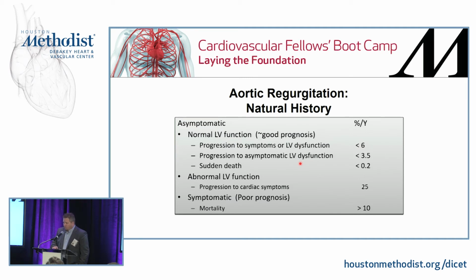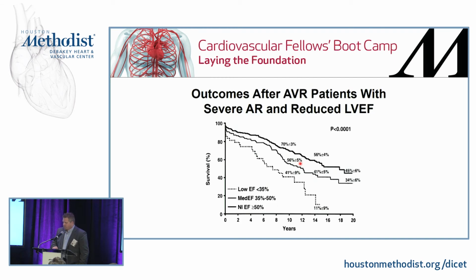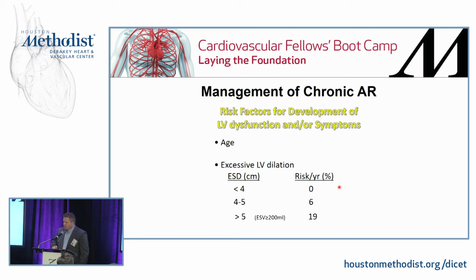They tend to live a long time when they're asymptomatic. However, when they have abnormal LV function, progression to cardiac symptoms happens within 25% of people within a year. And if they're symptomatic, they typically have a very poor prognosis, and mortality is 10% per year. So, surgery before LV dysfunction is the goal. Again, this picture just shows reduced EF and reduced survival. Normal EF, much higher survival. So you want to operate on these people before you have reduction in left ventricular ejection fraction.